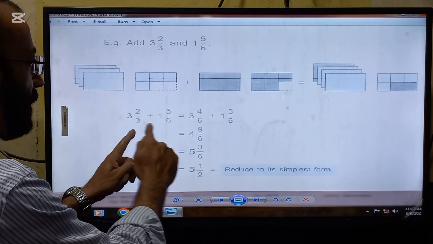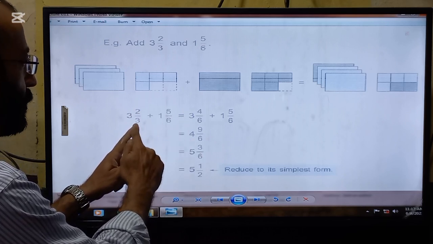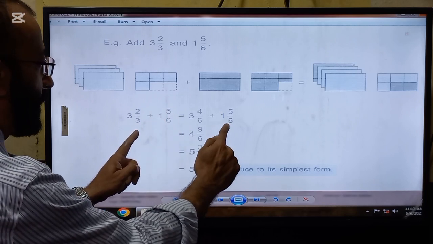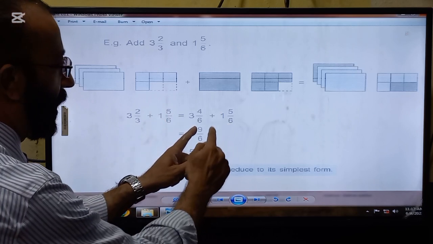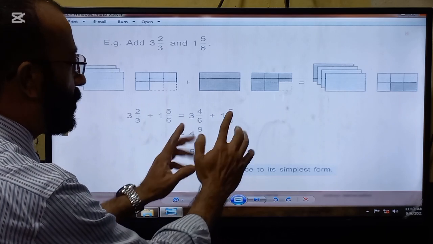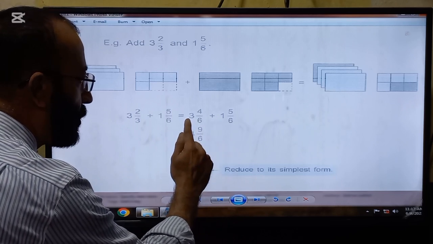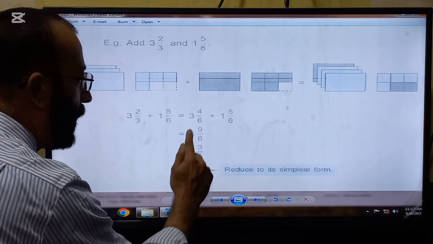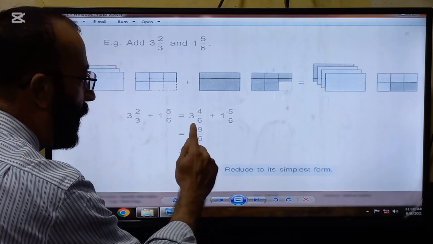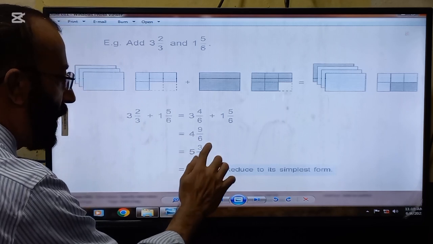So look now, this 3 will remain as it is, and the numerator and denominator are going to be multiplied with 2. So 2 2s are 4 and 2 3s are 6. This number will remain as it is. Look at the fraction part now. Denominators are same. So now the method will be, this whole number part will be added. So 3 plus 1, 4. Now numerators will be added. 4 plus 5, 9. And this denominator will remain as it is. So this is the answer.